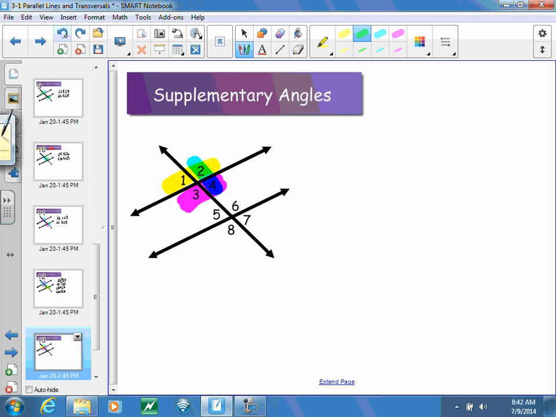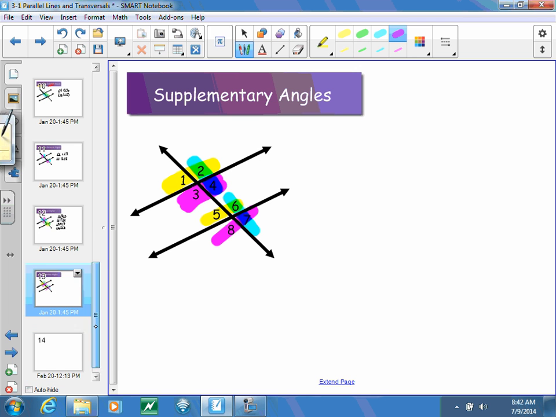So you're looking at all these angles that are creating 180 degrees. And I can do that all around here too. So 5 and 6, we can do 6 and 7, and we can do 8 and 7, and also 5 and 8. Those are all of our options to be supplementary.